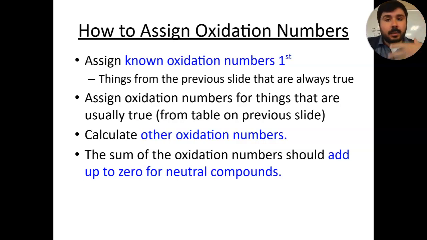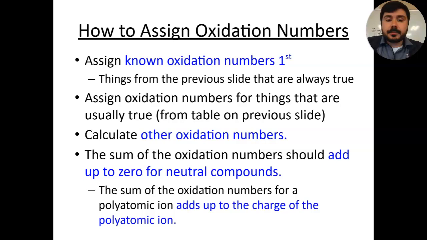So if you are writing down a full formula for an ionic compound, not just an ion, not even just a polyatomic ion, but a neutral compound like NaCl or MgBr2, those neutral compounds need to have all their charges add up to 0, because they're neutral compounds.